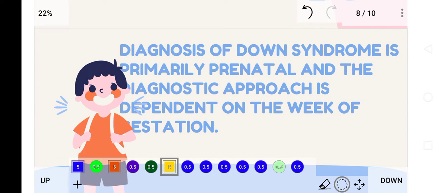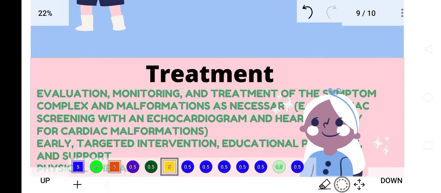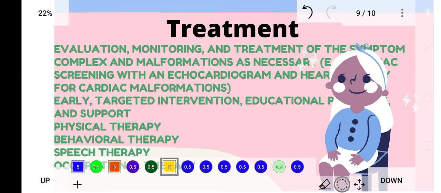For diagnosis, clinical examination like prenatal examination can be performed for diagnosis of Down syndrome. It depends upon the week of gestation the mother is in. So what is the treatment for the patient with Down syndrome?